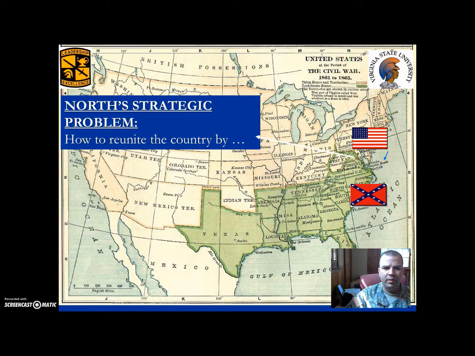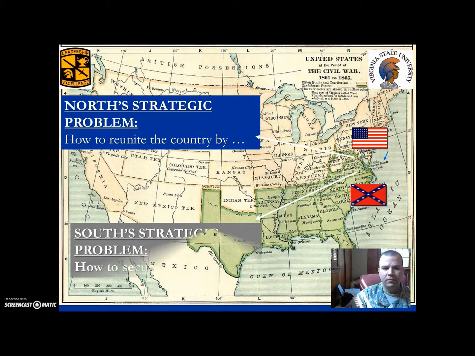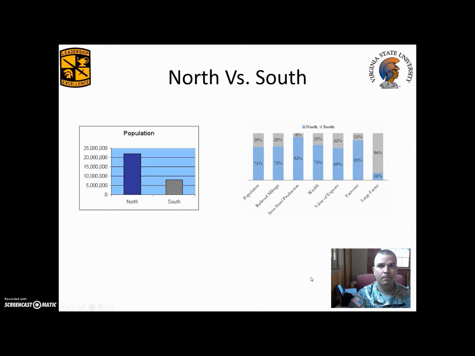The North's strategic problem was how to reunite the country. The South's strategic problem was how to secure independence. The North had all the advantages over the South. They had more than double the population, which continued to grow through immigration. They had a better economy and infrastructure to include more wealth and commerce.